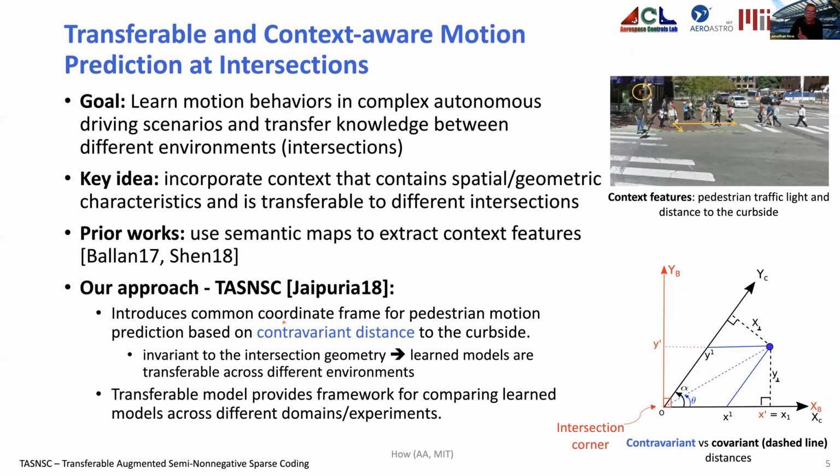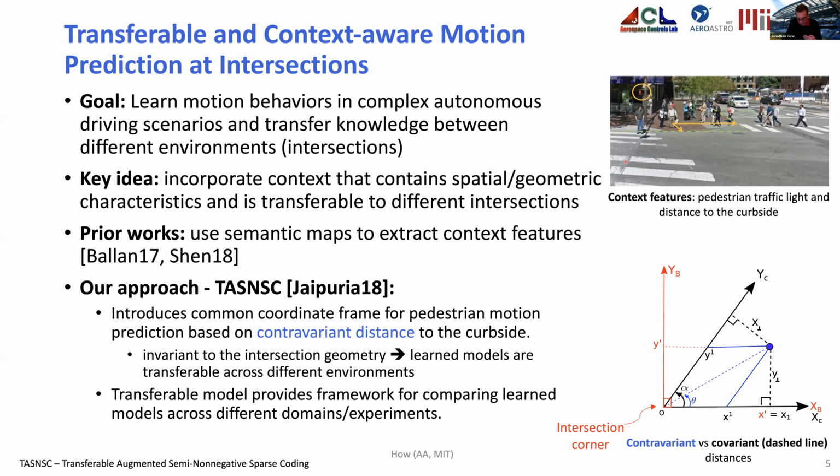So the transferable and context-aware motion prediction, again, if you're familiar with the geometry, Boston's an old town. A lot of other cities have environments like this, but not many intersections in the Boston area are actually 90 degrees. As a result, a lot of the behavior learning you might do in an environment with a 90-degree intersection like this is interesting, but doesn't transfer well to other intersections.